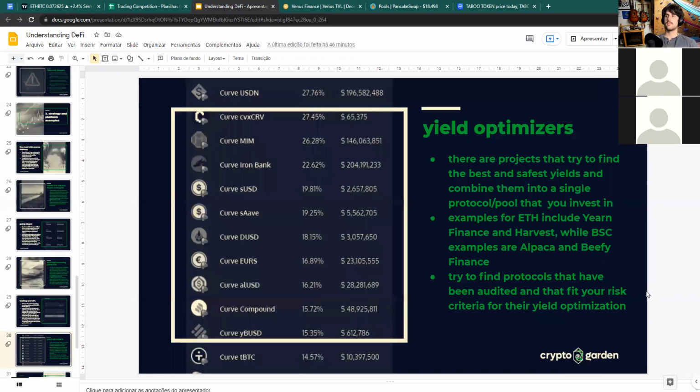Okay, so yield optimizers, there are many on many different platforms. It's a very nice way to generate some passive income. And as I said previously, they combine multiple different methods to generate yield in a single platform, so you just deposit one coin and forget about it, and it just generates that yield for you. Examples for Ethereum include Yearn Finance and Harvest, and BSC examples include Alpaca Finance and Beefy Finance. And let's check out Yearn Finance.